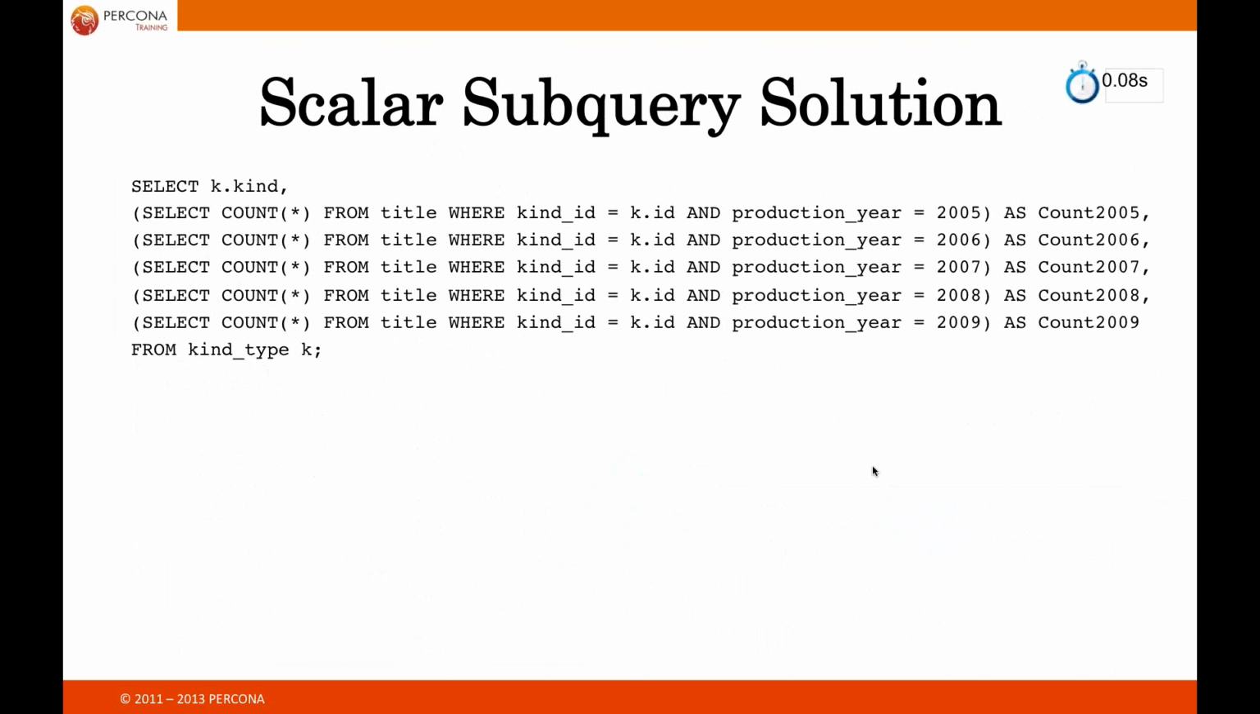And finally, I tested the scalar subquery solution. This looks ugly. It looks like something you'd probably find somebody advising you not to do in SQL, that is, to put a correlated subquery into the select list of a query. But the reason that this actually ends up being a win in this case is that there are very few kind types. There's only about half a dozen. So the outer query of this, the query on kind type K, is going to only return about 6 or 7 rows. And therefore it's only going to do that correlated subquery that many times.